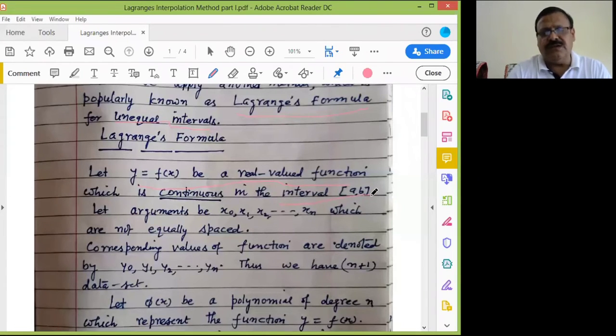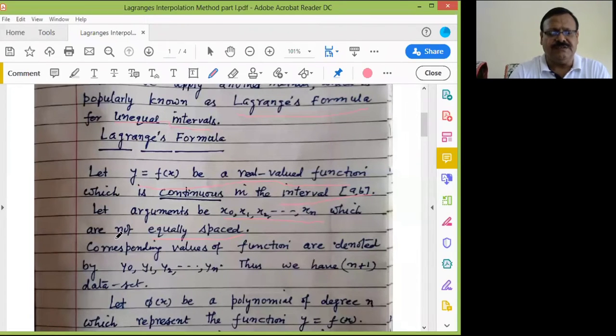We can assume any interval, but at this point, all these values are lying under this interval. We have to keep in mind that the literature does not specify why we have chosen [a, b], but it is worth mentioning here that these values are within this interval and are not equally spaced.